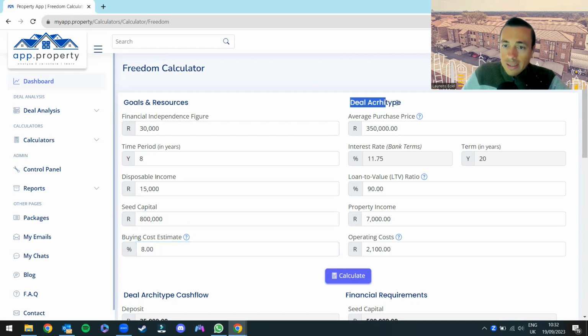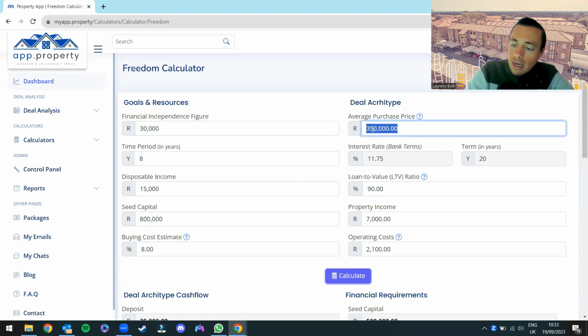Now, on the deal archetype, this is working out what kind of investor you want to be. Now, some investors want to be new build investors or Airbnb. Some people like myself prefer to go into the more affordable housing market. So this is where you're going to put your deal archetype, your overview of what your normal deal will look like. So firstly, the average purchase price, I'm going to work on 280.